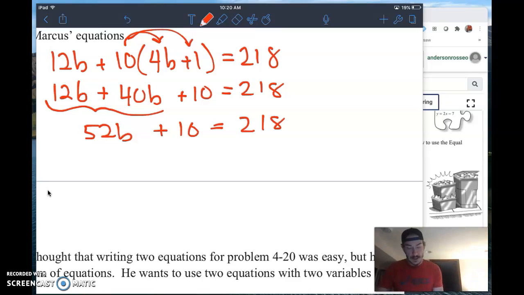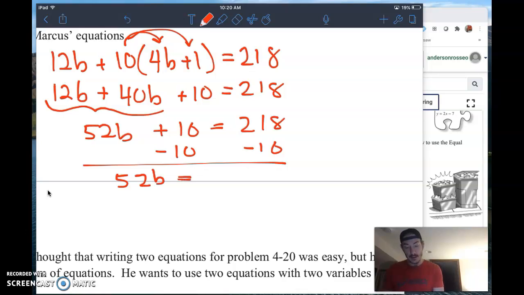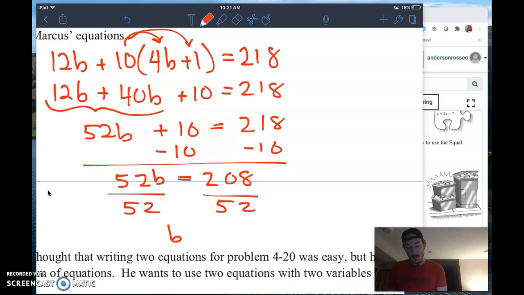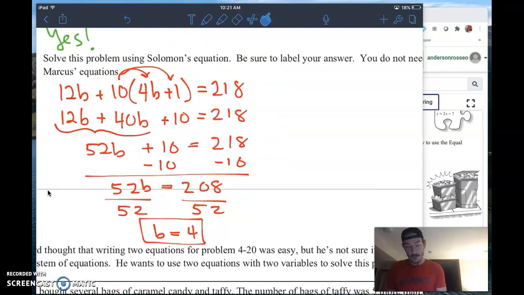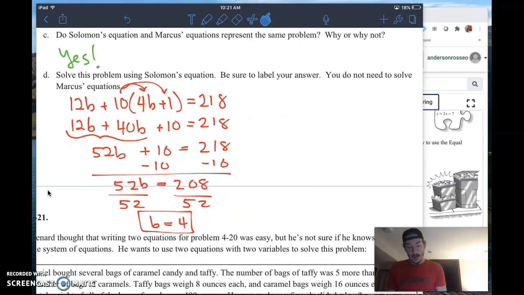Now we're simply going to subtract 10 from both sides to isolate that b variable. And that gives us 52b equals 218 minus 10 is 208. And then the last thing we do is divide by 52, and you might have beaten me here with your calculator. We've got b equals 4. Okay? And what does that tell us?